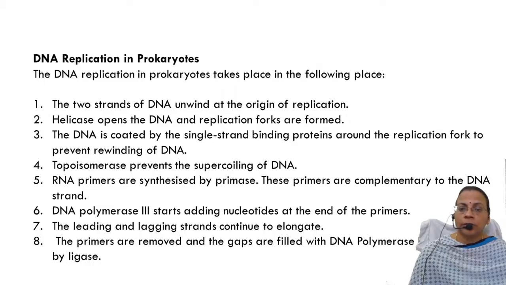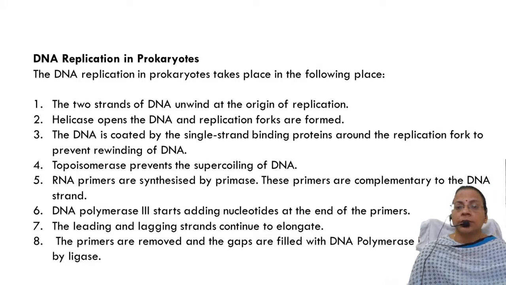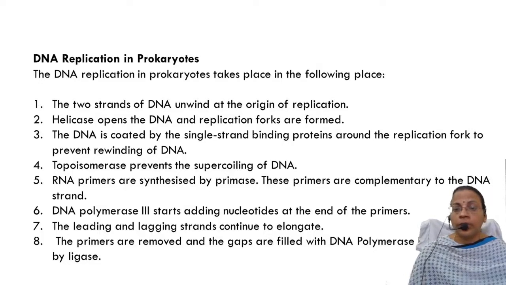As a result, in one strand the replication is continuous, and in the other strand it is discontinuous. In one strand, synthesis takes place continuously in the 5' to 3' direction without any interruption. That strand is called the leading strand, where the template polarity is 3' to 5', and there we require only one primer. Whereas in the other strand, where the template polarity is 5' to 3', continuous synthesis is not possible, so it is formed with the help of Okazaki fragments. Each Okazaki fragment starts with a primer. As a result, the leading strand and lagging strand are formed.